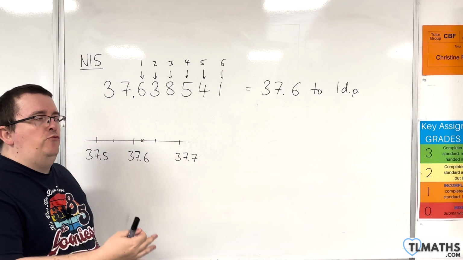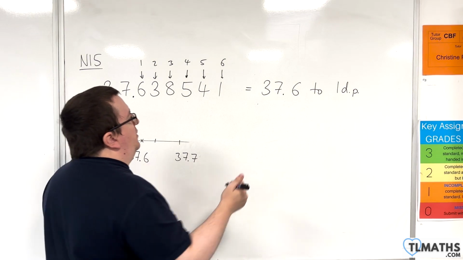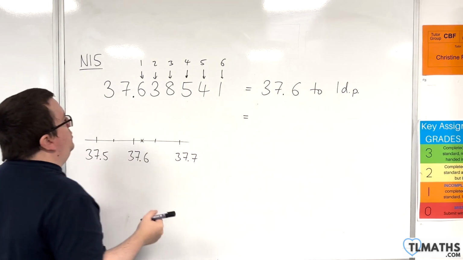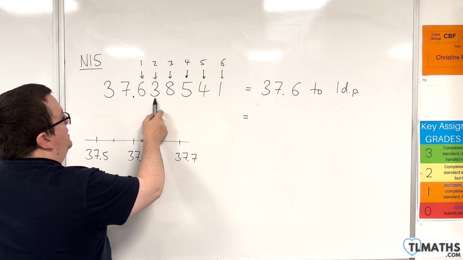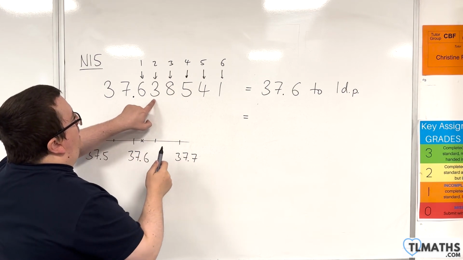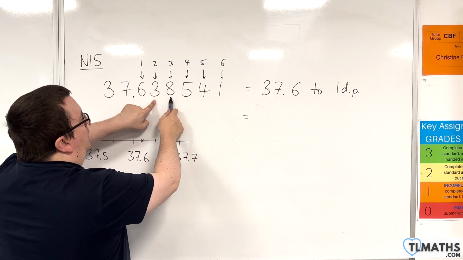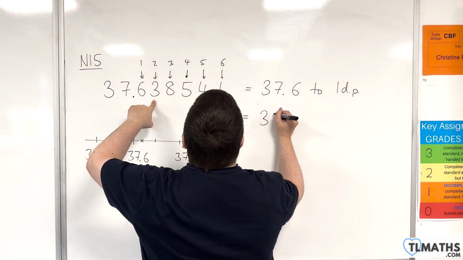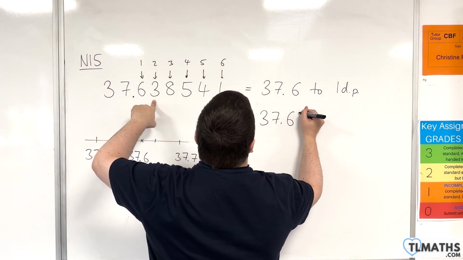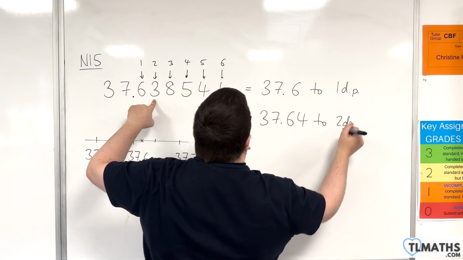But we could also round this to 2 decimal places. So if I was going to round it to 2 decimal places, then I would look at the second decimal place, and then you look to the right. And this number is 5 or more, so we round this up. So we will be looking at 37.64 to 2 decimal places.